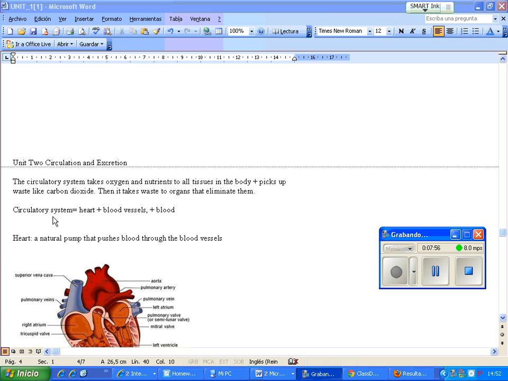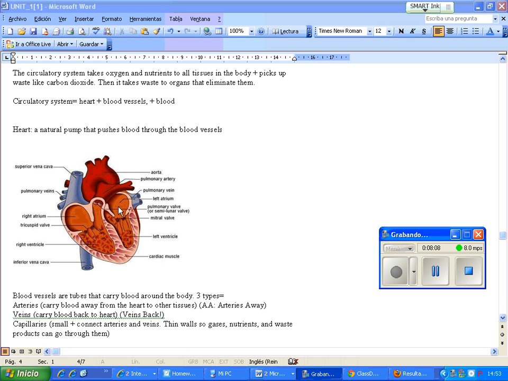The circulatory system is made up of the heart plus blood vessels plus blood. The heart is a natural pump that pushes blood through the blood vessels. The heart contains 4 open spaces called chambers.